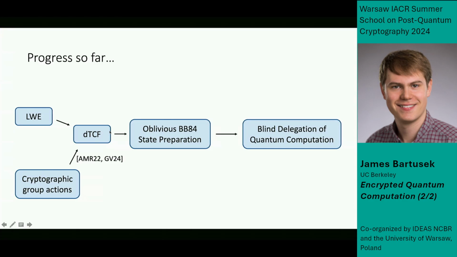Just to say that this object of dual mode TCF has more than one instantiation. It has an instantiation for LWE, which we covered this week, but there are alternative ways to do post-quantum crypto, and one of them is based on isogenies over elliptic curves, which can be abstracted via this notion of a cryptographic group action. It's also known that we can instantiate these TCFs from this other problem. So there's a variety, well, I guess two at this point, of ways of constructing this from post-quantum assumptions. So it's not specific to LWE.